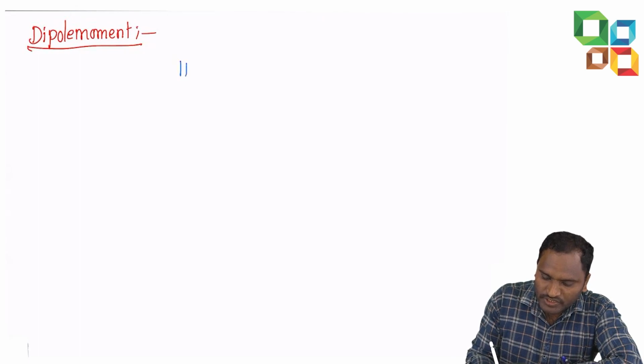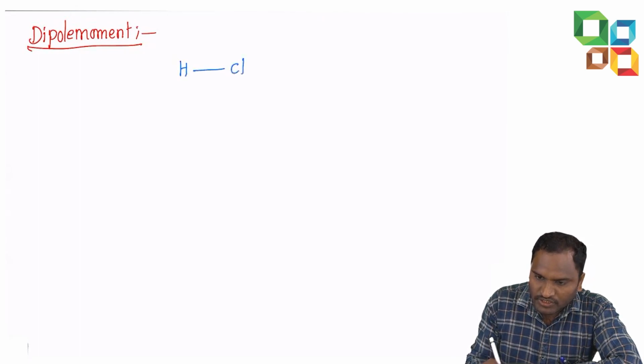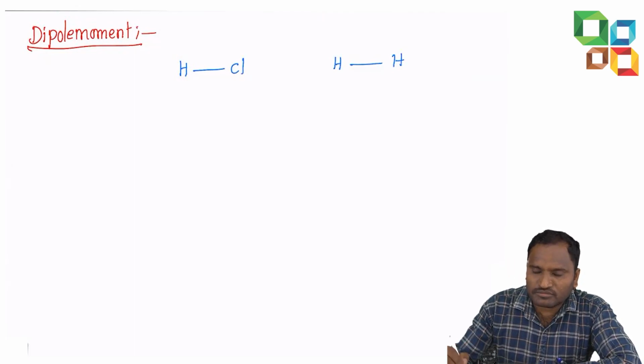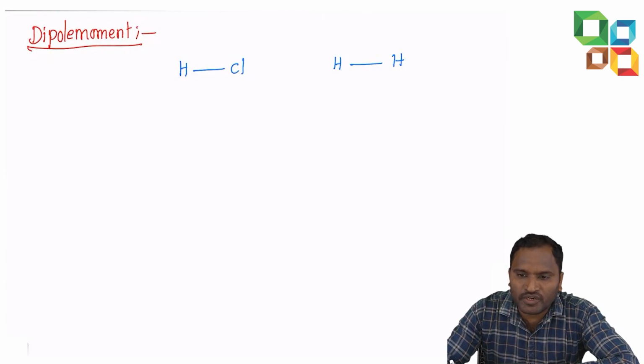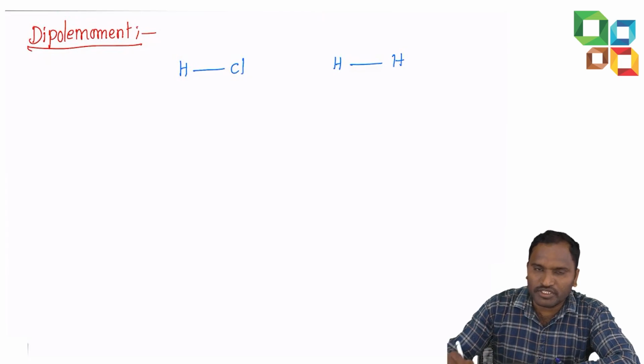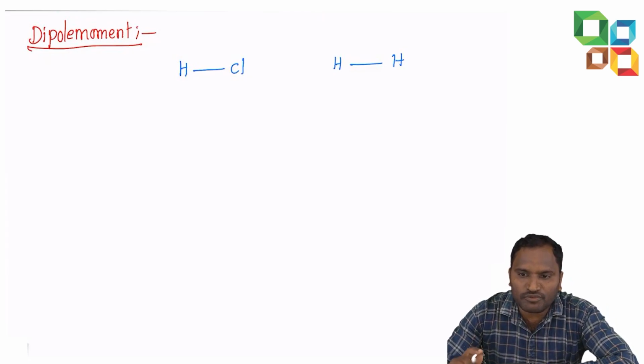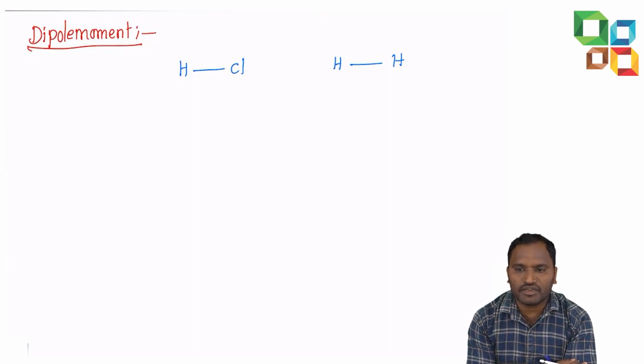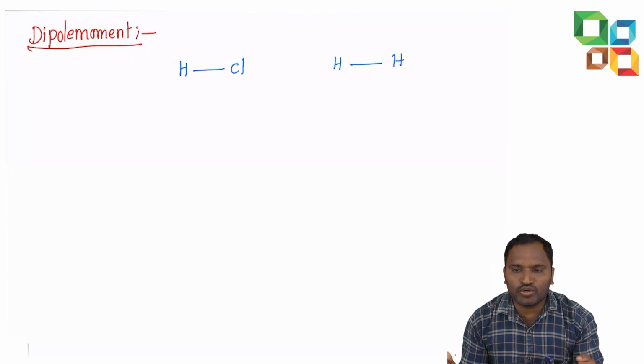A polar bond means, if you take HCl, I can tell it is a polar covalent bond. If I take H2, it is not a polar covalent bond. Polar covalent bonds are generally in heteroatomic molecules, which have polarity in their bonds. Heteroatomic molecule means a molecule formed by two different types of atoms. One can be more electronegative, another will be less electronegative.